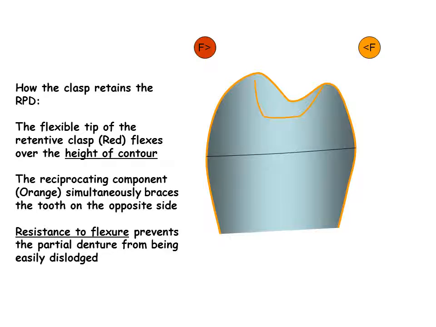The clasp functions to retain the RPD by flexure of the retentive clasp over the height of contour into the undercut present in the gingival third of the tooth. The tooth is prevented from moving laterally by the action of the reciprocal component on the side opposite the retentive clasp. Once seated, the retentive clasp engages the undercut passively, until a dislodging force acts on the prosthesis. Resistance to flexure of the clasp tip prevents dislodgement of the RPD.